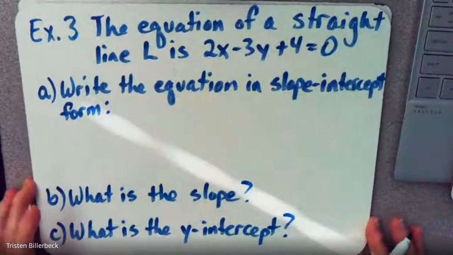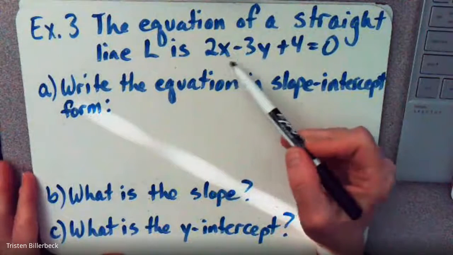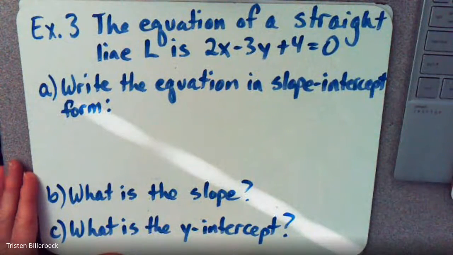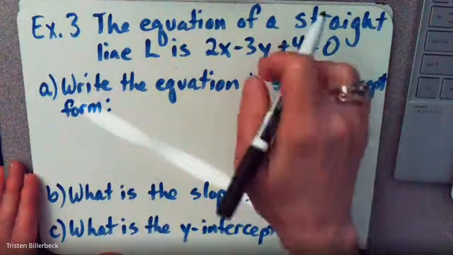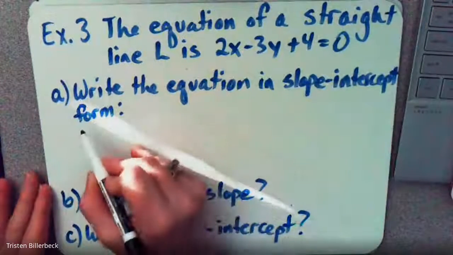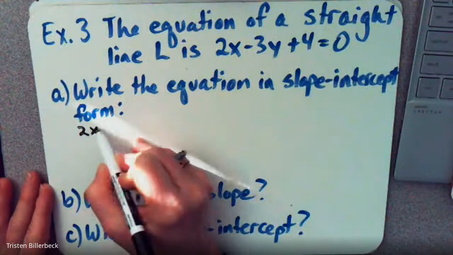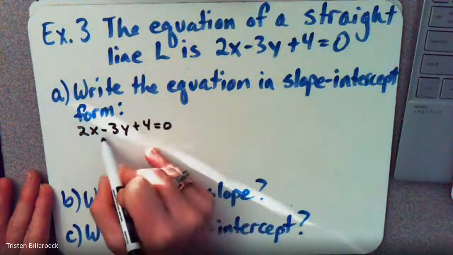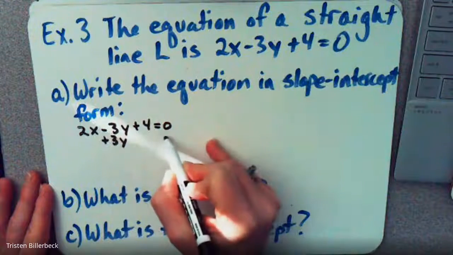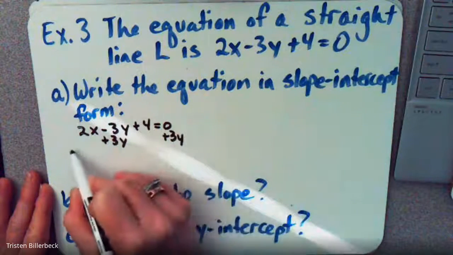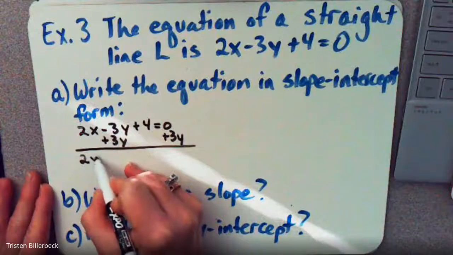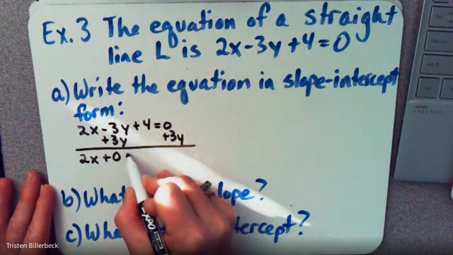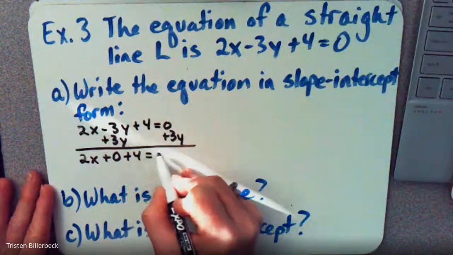So the equation of a straight line L, and we were given 2x minus 3y plus 4 equals 0. So we want to have y isolated. So let's take that, and we have 2x minus 3y plus 4 equals 0. Well, let's just put the y over by itself on the other side by using an additive inverse. So we have 2x plus, and that zeroes out, and then plus 4 equals 3y.